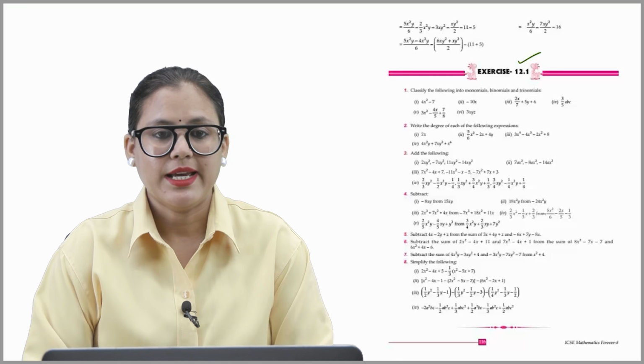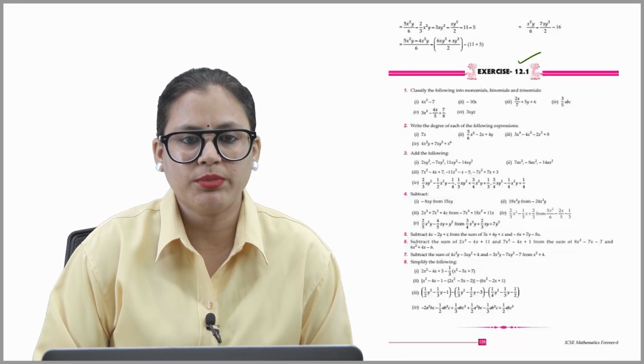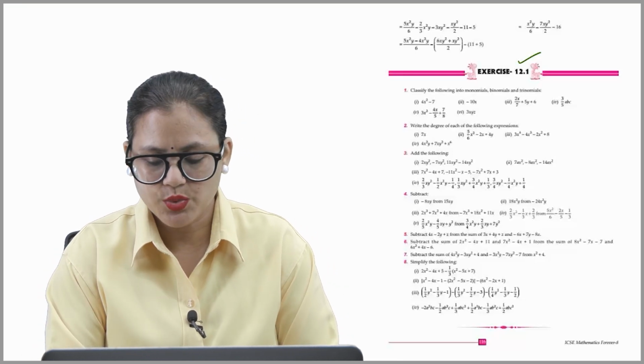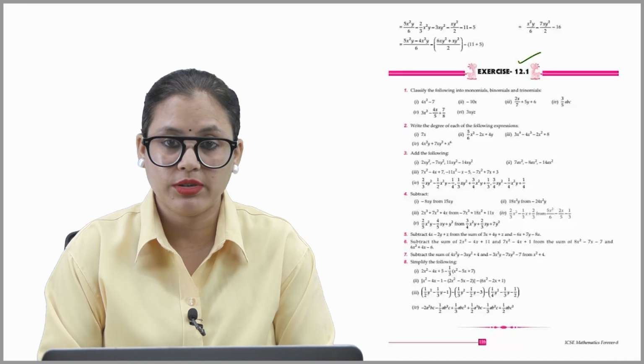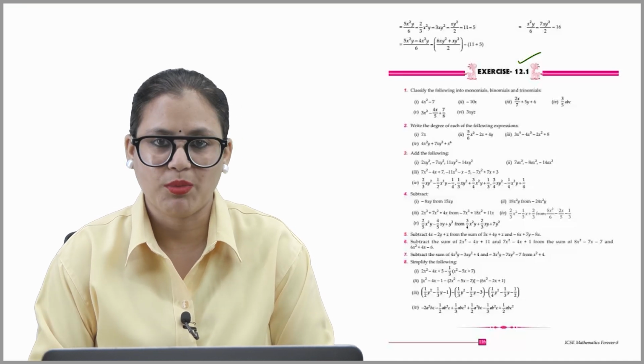Exercise 12.1. Classify the following into monomial, binomial and trinomial. There are 2 terms, so binomial. Only 1 term, monomial. 3 terms, then trinomial.